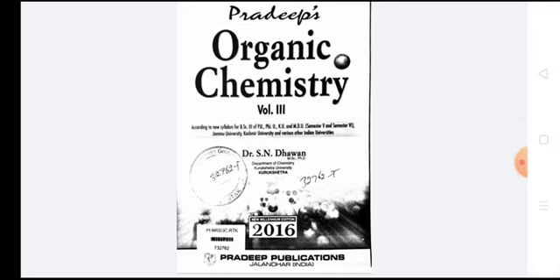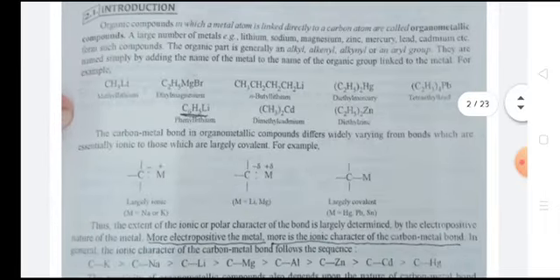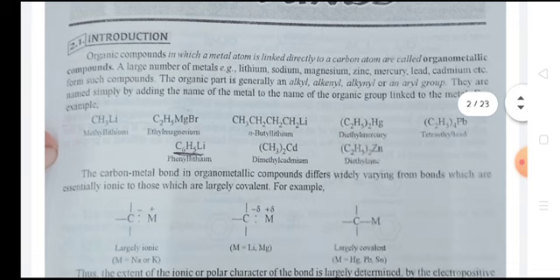Today, my subject is organic chemistry. My chapter name is organometallic compounds. Organic compounds in which a metal atom is linked directly to a carbon atom are called organometallic compounds.